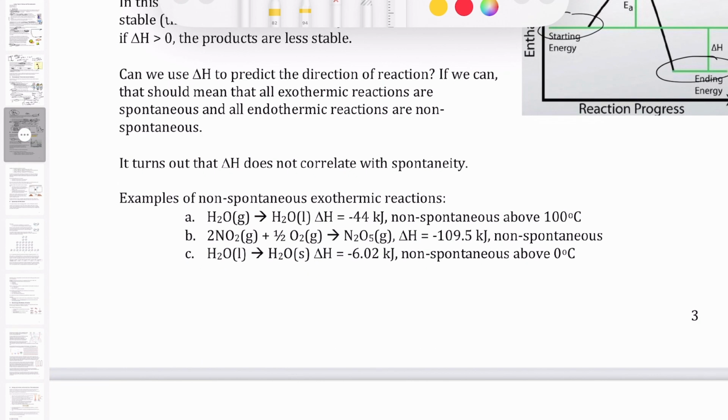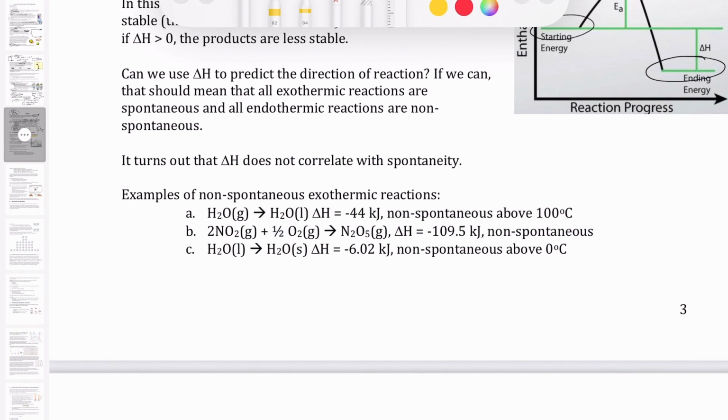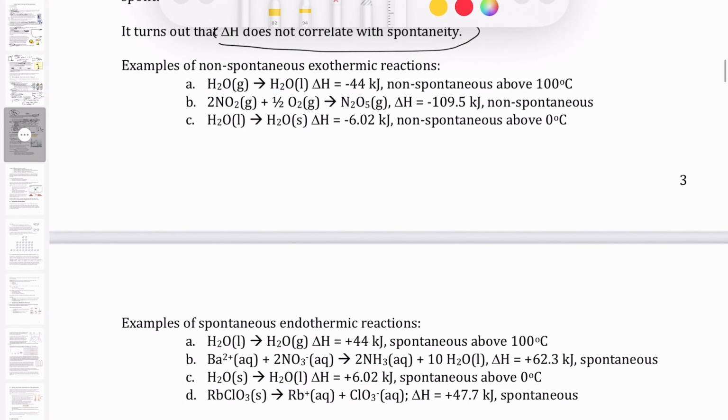Well, I'm going to show you a number of exothermic and endothermic reactions, but let me just cut to the chase here and say that it turns out that delta H doesn't correlate with spontaneity. We're able to find a number of exothermic reactions that are not spontaneous, and we're also able to find a number of endothermic reactions that are spontaneous. So here are some examples of them.